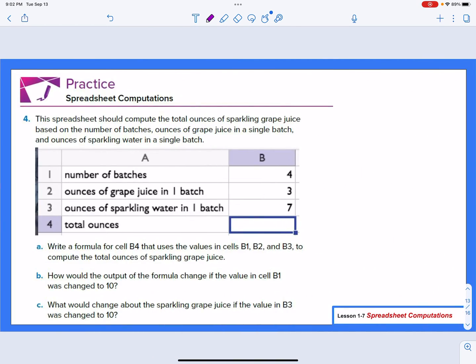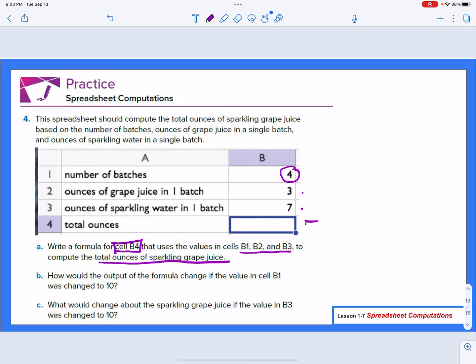Number 4, this spreadsheet should compute the total ounces of sparkling grape juice based on the number of batches, ounces of grape juice in a single batch, and sparkling water in a single batch. So these are our batches. We can see here's 4 batches, and you have 3 ounces of grape juice, 7 ounces of water for total ounces. Write a formula for cell B4 that uses the values in B1, 2, and 3 to compute the total ounces of sparkling juice.